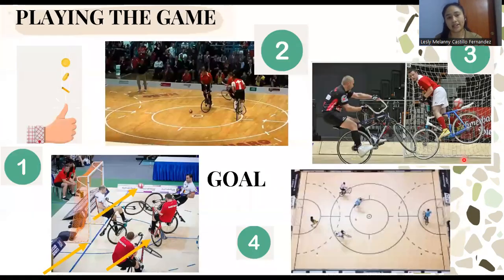So now, playing the game. The game will start when the commissaries indicate, and then they flip a coin to see who will start the game. The winning team will start in the first half, and the second team will start in the second half. As you can see in this second picture, the ball should be placed on the center point at the beginning of the game, as you can see in this picture here.